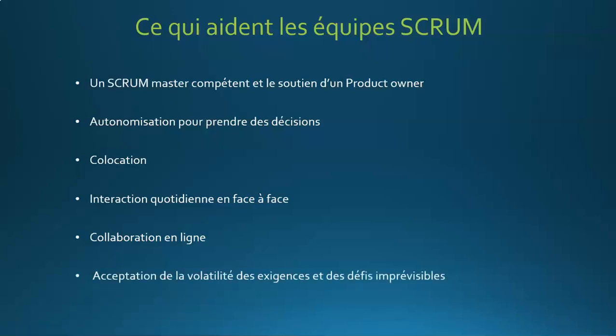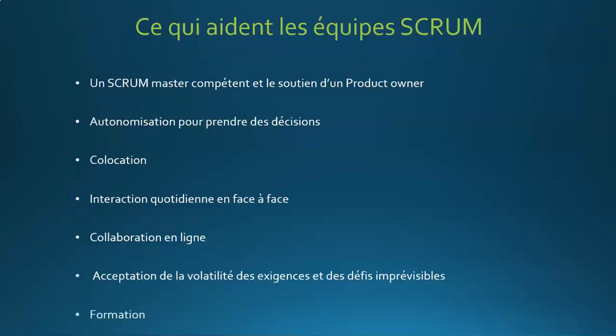Acceptance of volatile requirements and unpredictable challenges. Make sure you accept that there will be volatility and changes in requirements and that there will be unpredictable challenges. Your retrospectives, your iterative processes, your continuous improvements are there to help you overcome these challenges to achieve your goals.